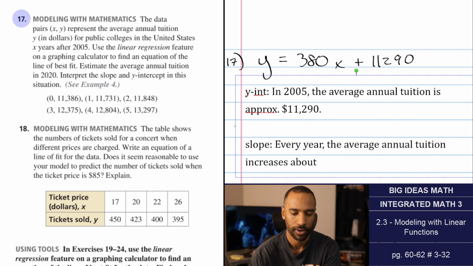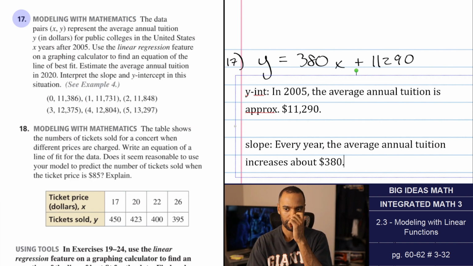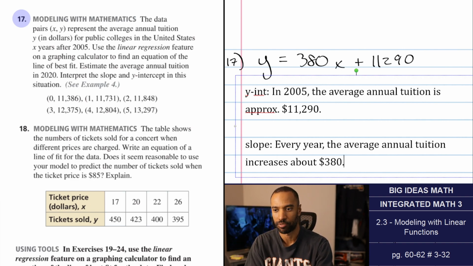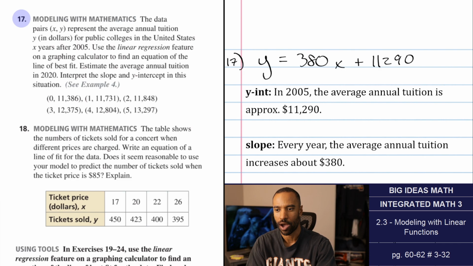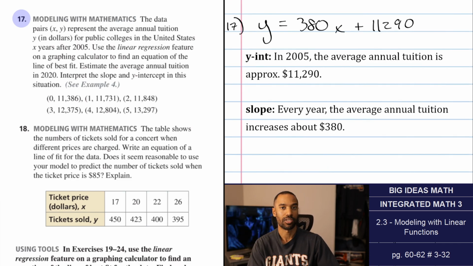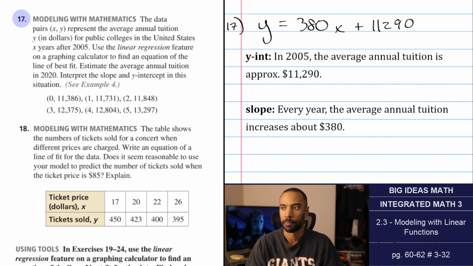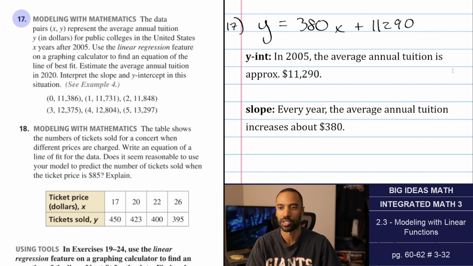Increases about $380. So that's the interpretation of those two things based off the line of best fit. Now your calculator knows how to do the line of best fit. It's doing it based on getting the correlation coefficient the highest it possibly can be. And you can tell there was a strong correlation in these numbers here. It said 0.986. That is a very strong correlation. It shows that as the years pass, it seems that college tuition is indeed increasing.